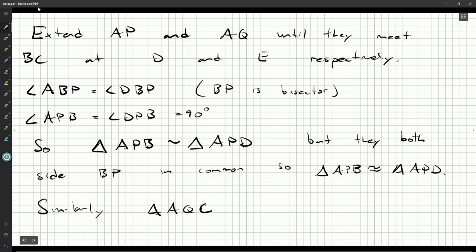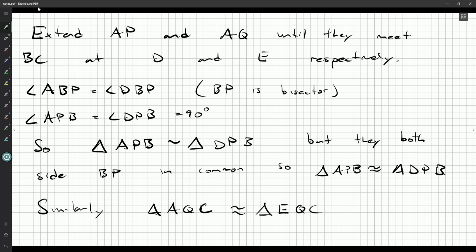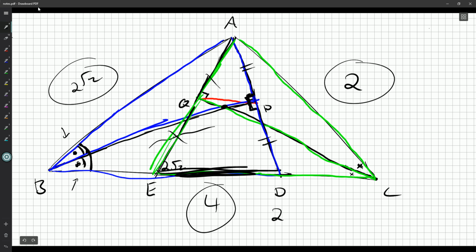And you don't have to repeat the argument, you can just say similarly, AQC is congruent to, oh, it's not APD, it's BPD. No, DPB. DPB. So, there we go. Had my triangles wrong. And so this would end in C, but it'll be E. Okay. So there we go. I've done my construction.